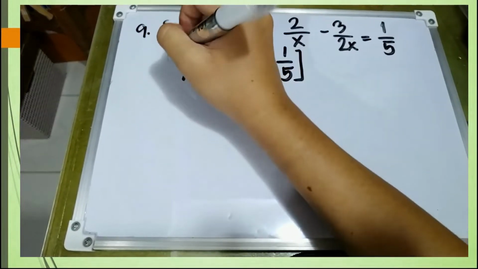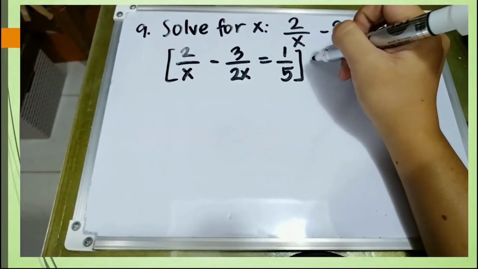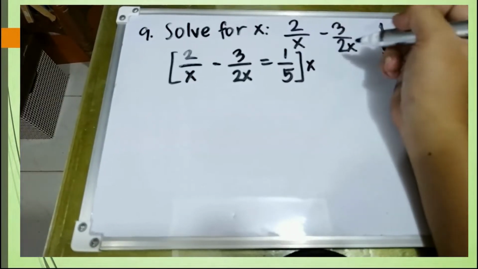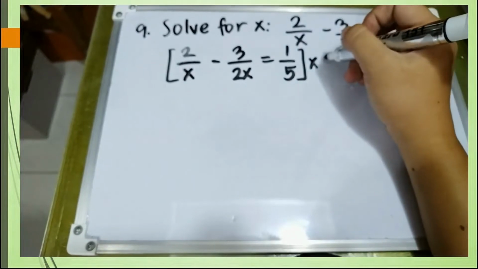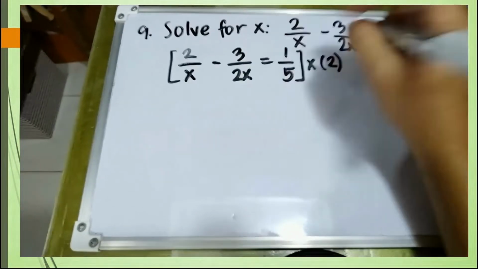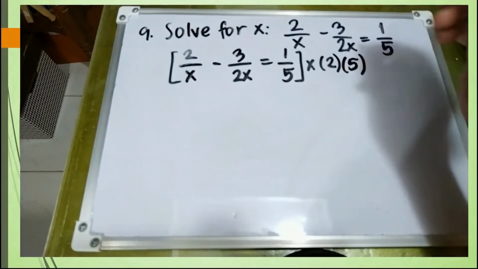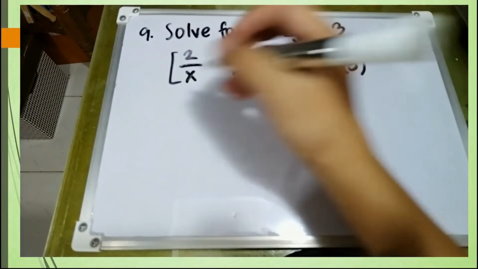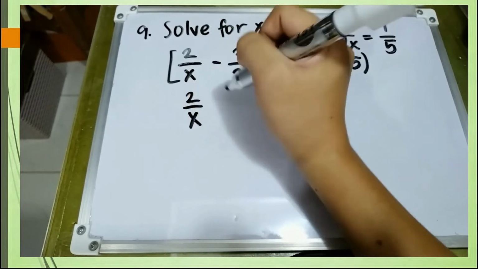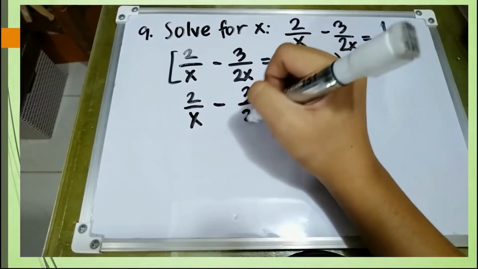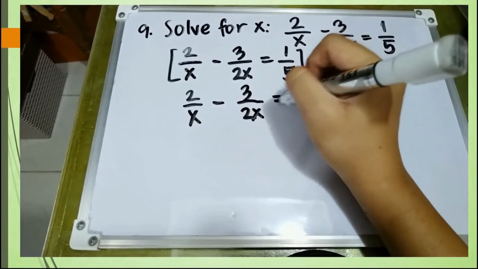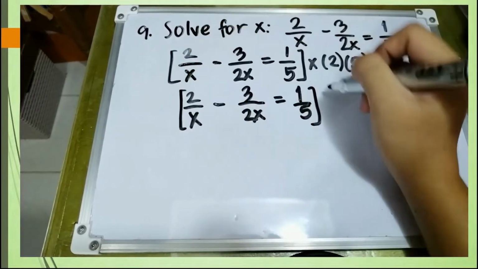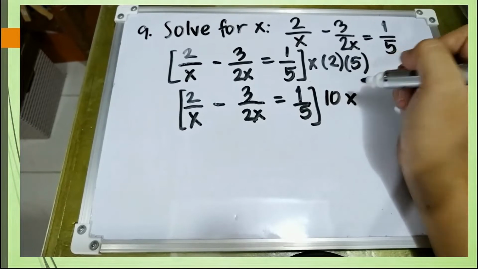So, the least common denominator of this is, notice there is x here, so you shall have x, and there is 2, so multiply it by 2, and also 5. So, the least common denominator is 10x. So, 2 over x minus 3 over 2x is equal to 1 over 5 multiplied by 10x.